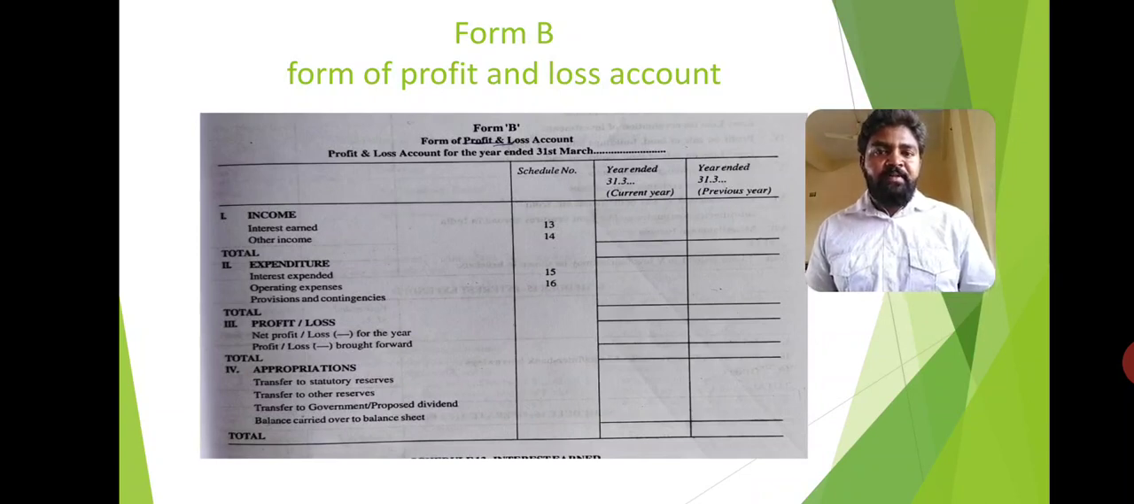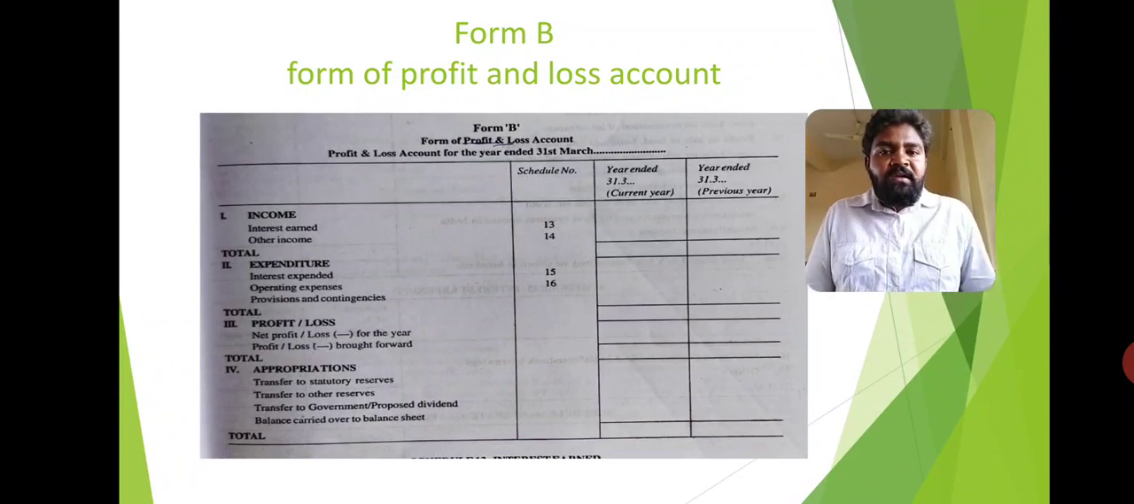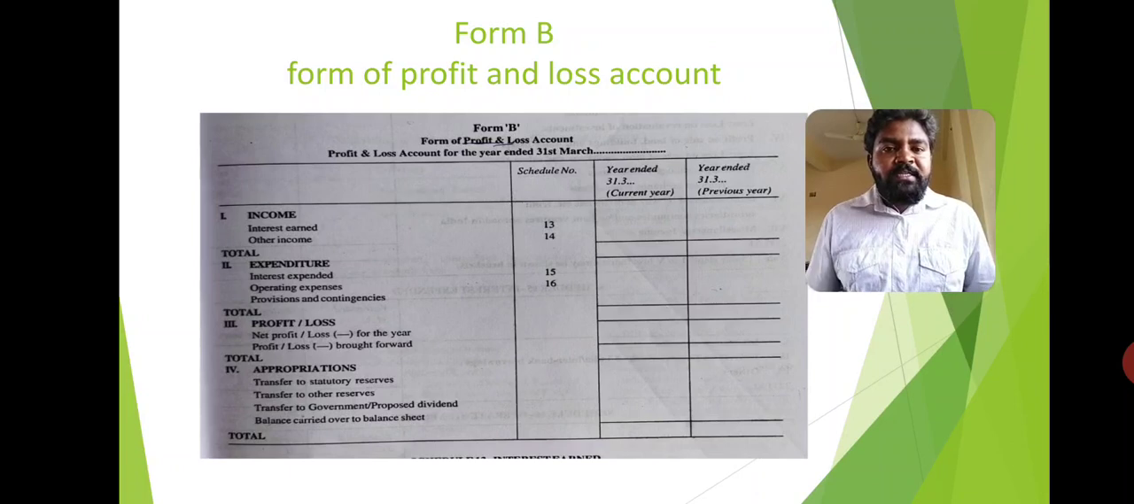Next, coming to the fourth heading, appropriations. Under appropriations: transfer to statutory reserves, transfer to other reserves, transfer to government, or proposed dividend. Here, out of the current year's profit, how much do we need to transfer to the statutory reserves? As per the theoretical concept and accounting provisions for banking companies, 25% of net profit is to be transferred to statutory reserves, right? Here also, 25% of the amount is to be transferred to the statutory reserves.